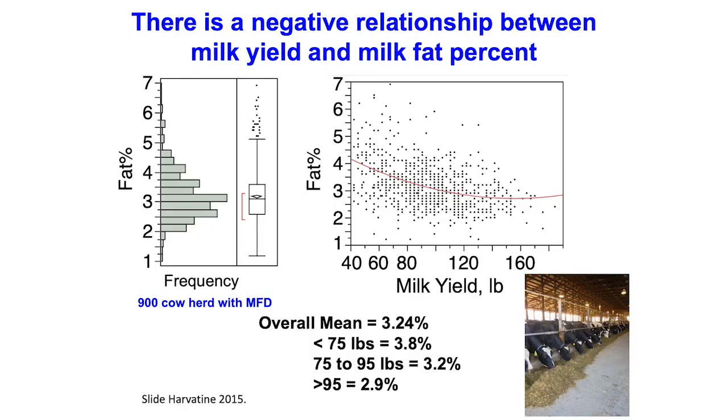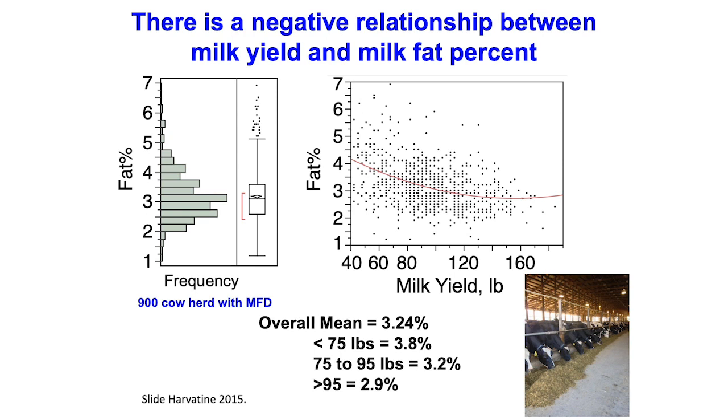One of the things that we've seen is that there's a relationship between milk yield and milk fat percent. So this distribution is from a 900 cow herd, data I had before 2015, but I started making this slide in 2015. You split the whole herd at 3.24. Cows less than 75 pounds were 3.8. 75 to 95 pounds were 3.2. Greater than 95 pounds were 2.9.